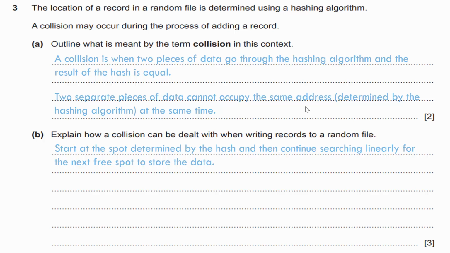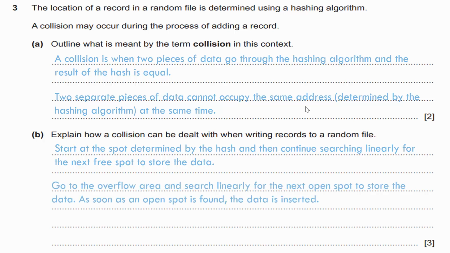So how do we deal with that? Well, we start at the spot determined by the hash, and then we continue searching linearly for the next free spot to store the data. We're just going to keep going one by one, looking for the next available spot where we can store the data. An alternative way is to create an overflow area. When there's a collision, we simply go to the overflow area and we again perform a linear search from that spot we're at for the next open spot to store the data.